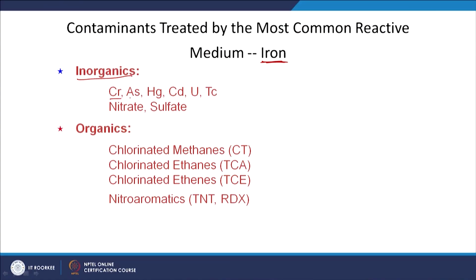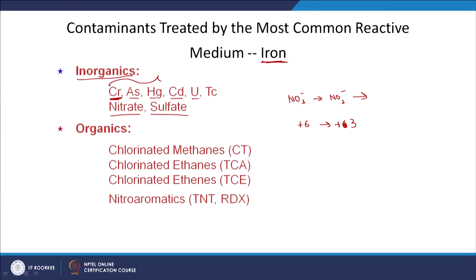Inorganics, let's say chromium, arsenic, mercury, cadmium, uranium, and nitrate and sulfite. Nitrate, NO3 minus, can be reduced to NO2 minus and further. Chromium, from the +6 oxidation state to +3, is reduction first and then adsorption, or chromium in its +3 oxidation state is going to precipitate out. And similar cases with most of these heavy metals. And organics, what do we see here? We see mostly halocarbons, so chlorinated compounds and so on.